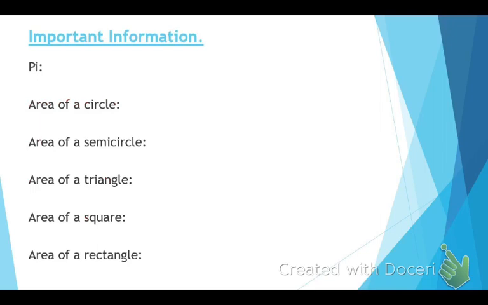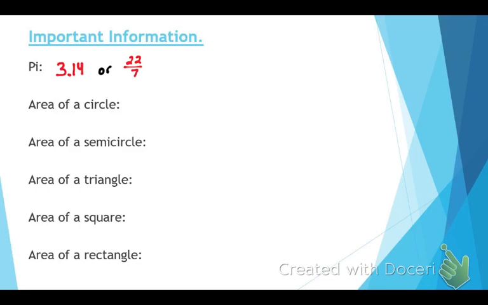All right, another thing that's important for us to know is what is the value of pi? There's two. What's the decimal for pi? 3.14, okay? That's not the only one. There's another one which is a fraction. What's the one that's a fraction? 22 over 7.